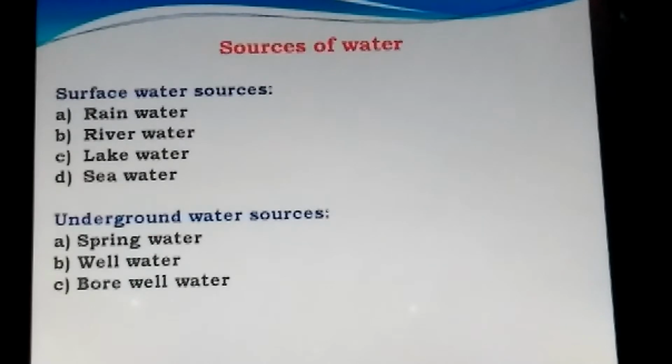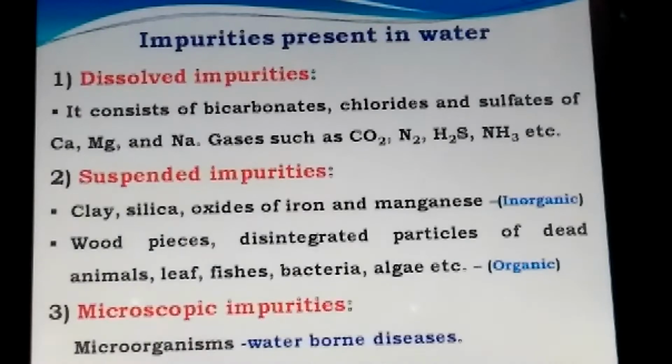Sources of water. There are two types of sources of water: surface water sources and underground water sources. Surface water sources: rainwater, river water, lake water, sea water. Underground: spring water, borewell, and well water.